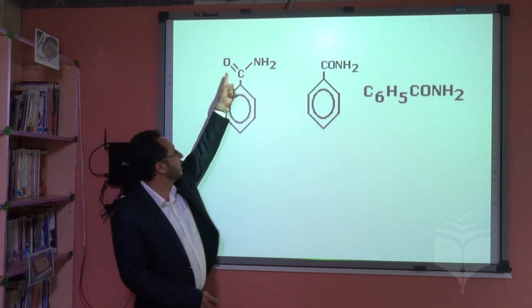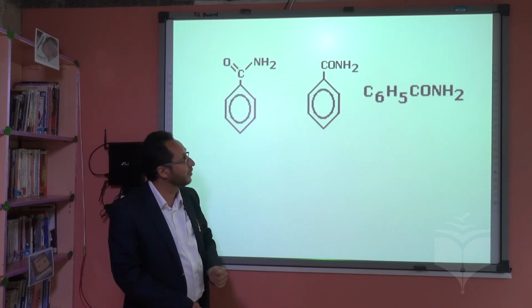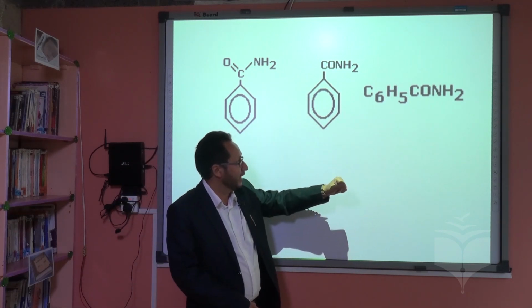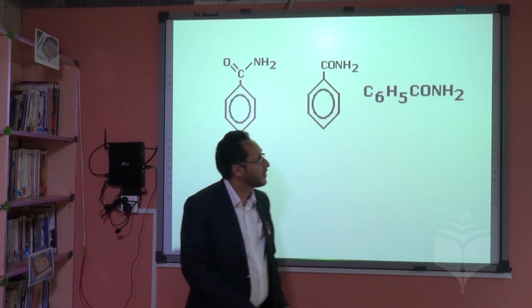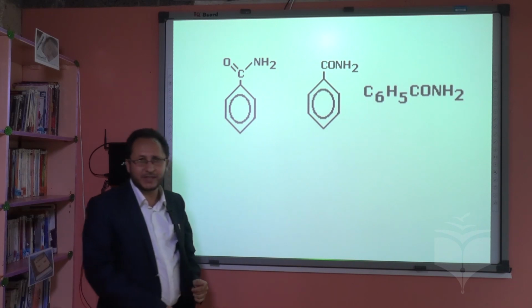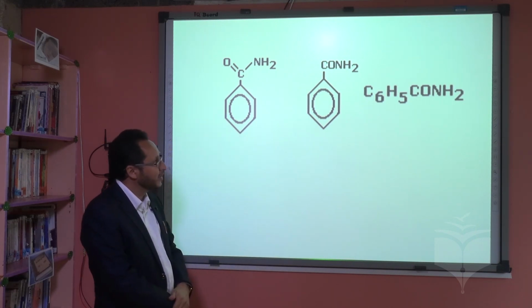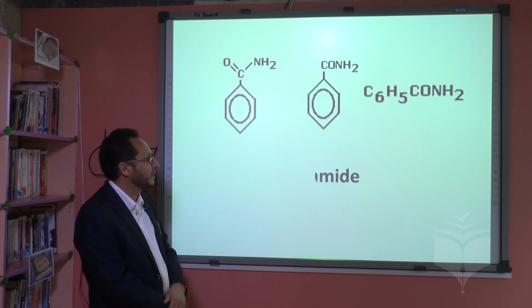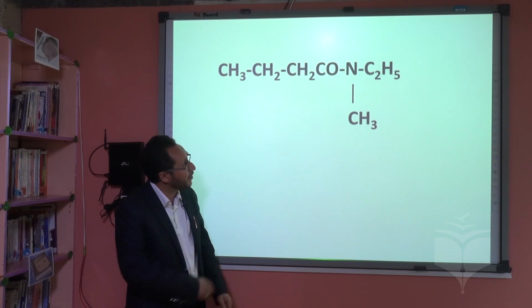Here we have a benzene ring and C double bond O NH2. You can write C double bond O as CO, then we have NH2. Or this benzene ring can be written as C6H5, then we have CONH2. So what is the name now? These compounds are the same. So what is the name? Yes, it is benzamide.